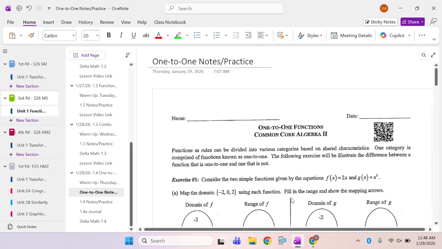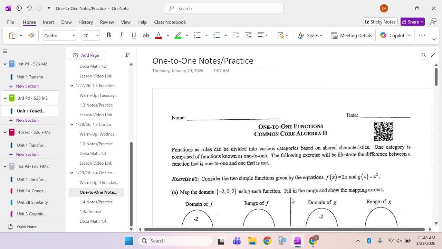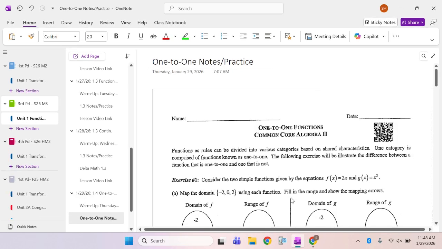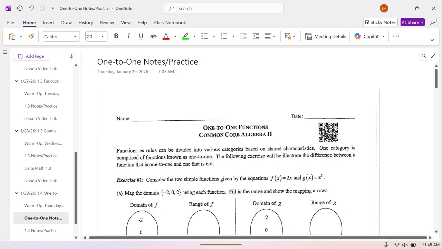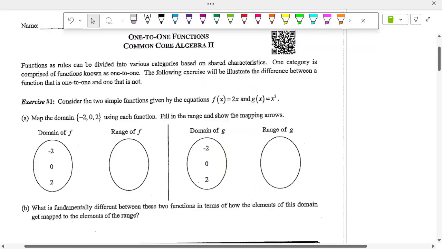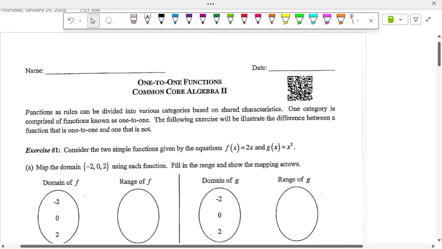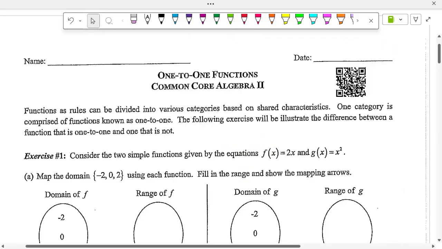All right, so I'm on page 12 of your packet. Now, one-to-one functions. They're pretty easy because one-to-one functions are a function, but it's more of a subcategory of functions.